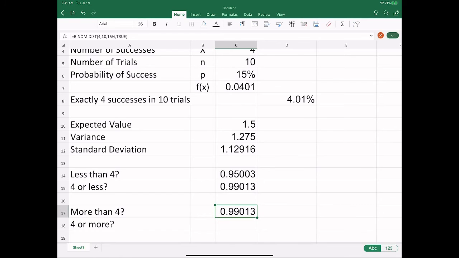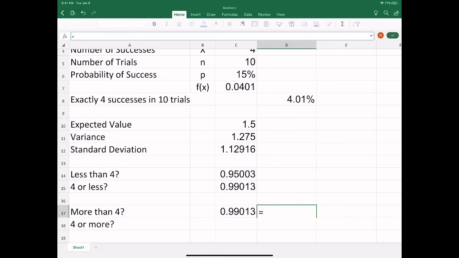But if I know the number of 4 or less, and I subtract that from 100% or 1, I'll get the number that I'm looking for. So I could say equals 1 minus, and highlight this, and the number that I get is 0.0099.